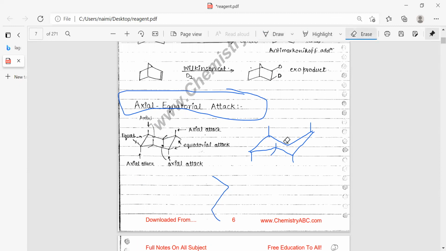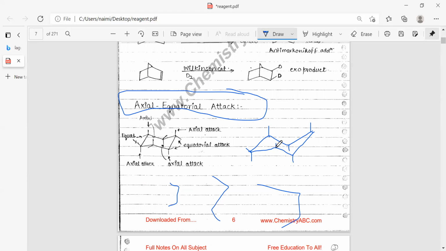First of all, you should know about the axial only. It is Z type, it is also Z type and it is also Z type. So all the Z type bonds are axial. When you draw the equatorial, then the equatorial will be like that. Actually this is not very good, you can see this one like that.